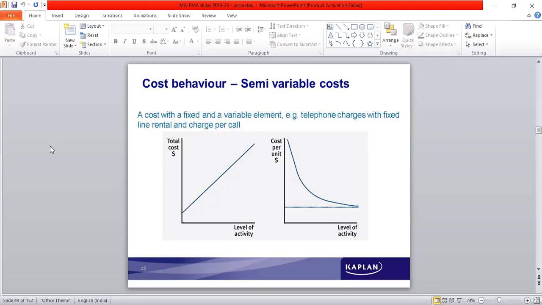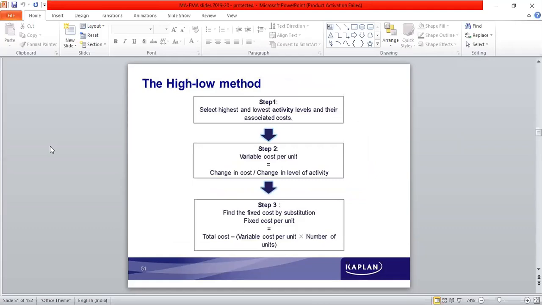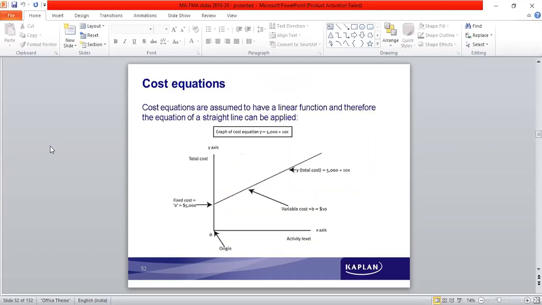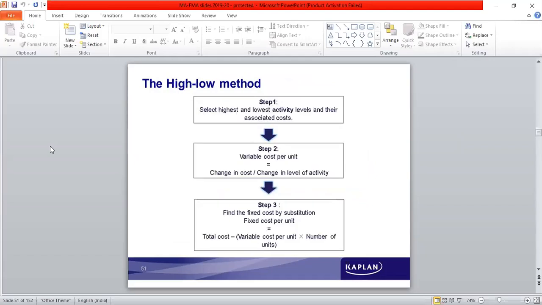But is that the same case with the semi-variable cost? No. Fixed cost is fixed. Then the variable cost portion, we have to understand. We have to first know the variable cost portion, then separate that and then estimate it. So in this process, there is one method called the high-low method, which helps us to estimate the semi-variable cost. So question number 62 from the examination kit, we'll take it up and then solve this particular question.